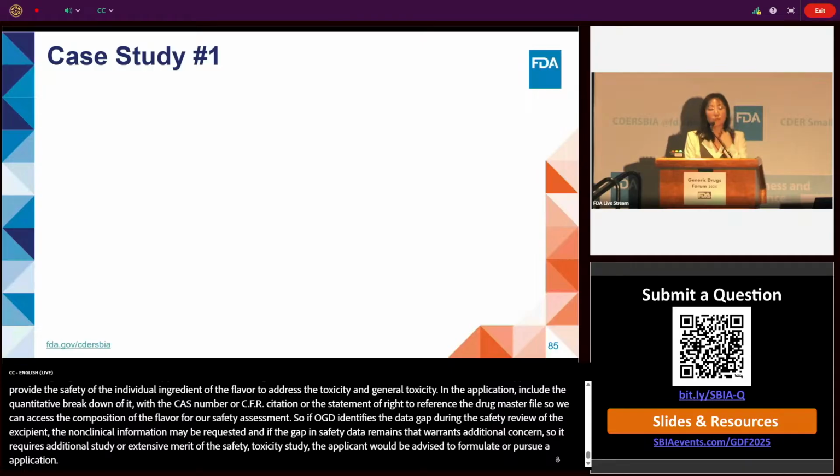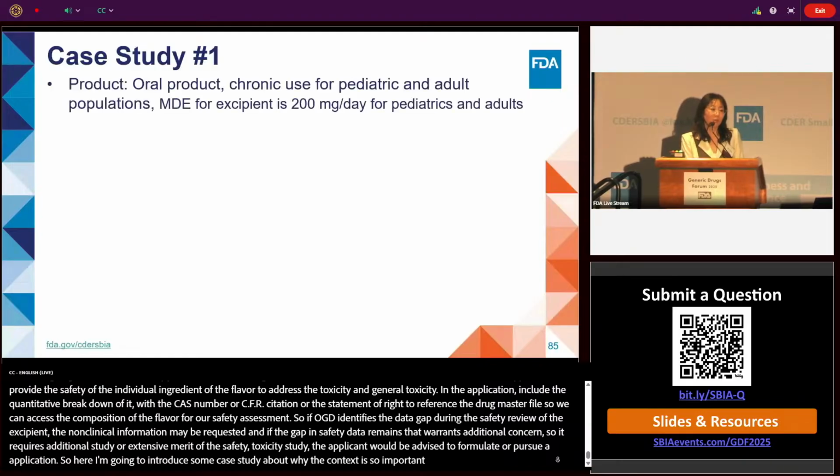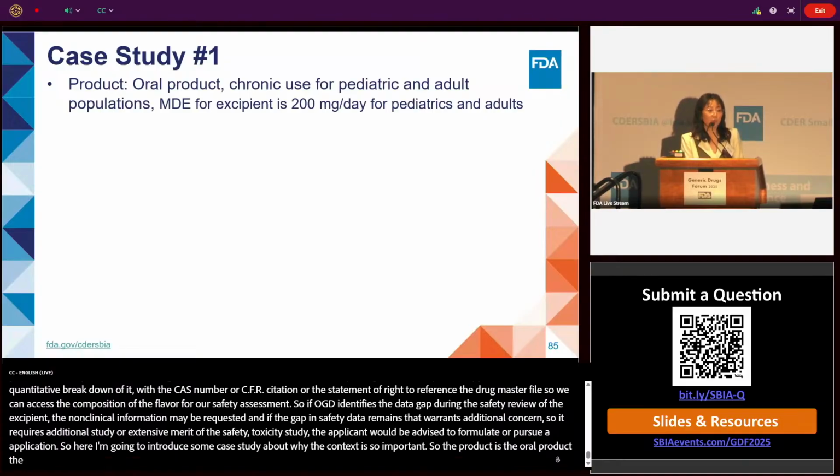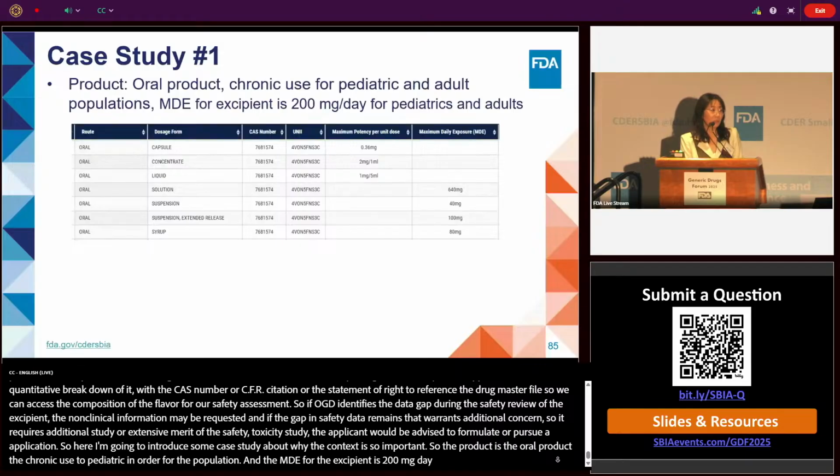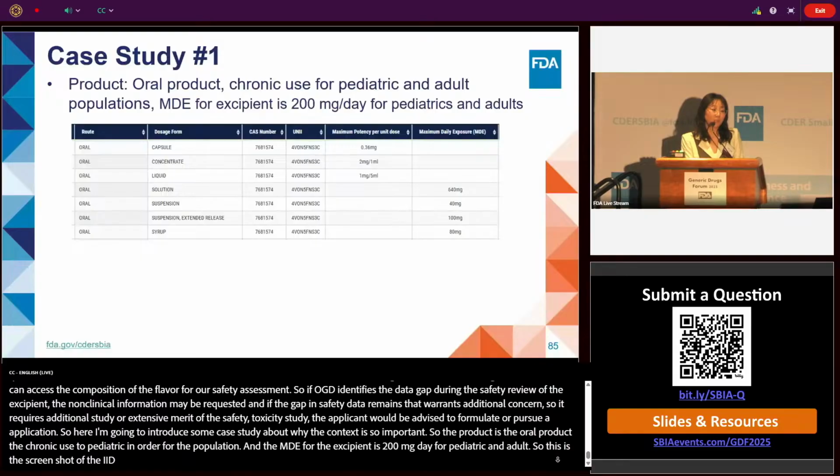So here I'm going to introduce some case studies about why the context of use is so important. The product was an oral product for chronic use in pediatric and adult populations. The MDE for the excipient is 200 milligrams per day for both pediatric and adult. This is the screenshot of the IID of the proposed excipient for the oral route.